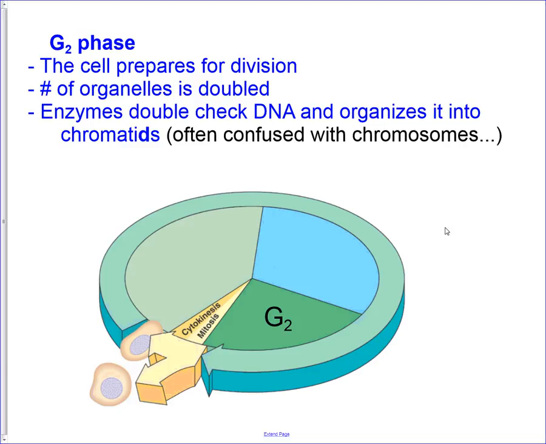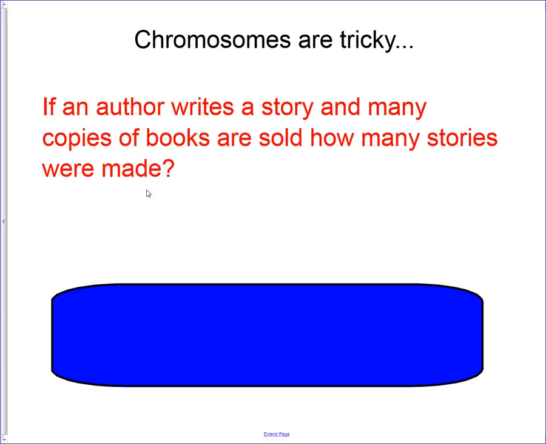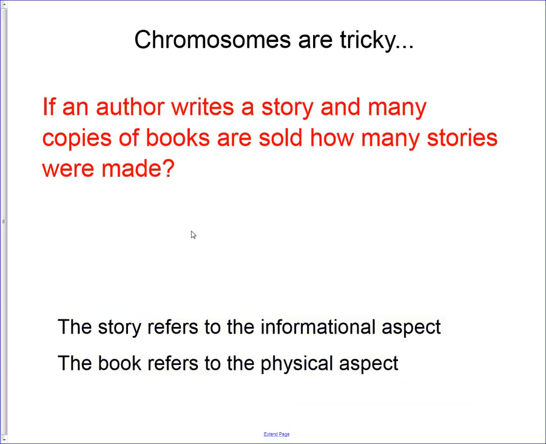So let's pause here and just go over the differences between chromatids and chromosomes. I like to do that with an analogy. If an author writes a story and many copies of the books are sold, how many stories were made? It's kind of an interesting way to look at the difference between a story and a book. Let's say the story refers to the informational aspect, and the book refers to the physical aspect, the actual thing that you're holding, and the story refers to the thing that you're thinking about or analyzing. It's much more non-tangible. You can't really hold a story. You can hold a book, but you can't hold a story.